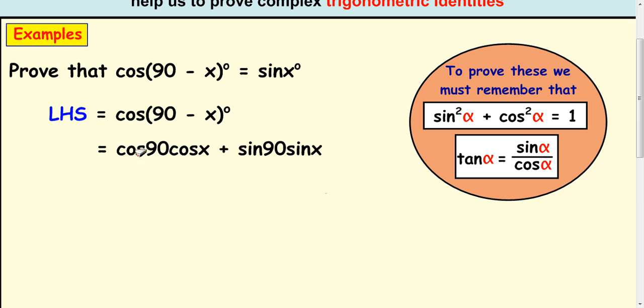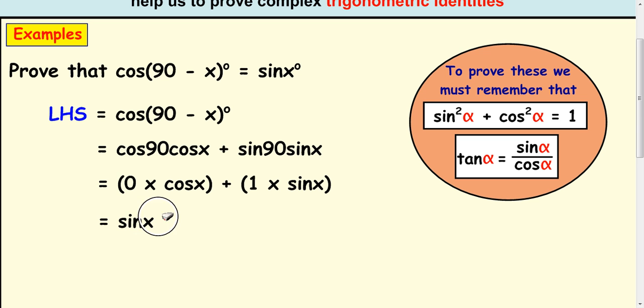Then we look to see if we can do anything else to it, and we can see that the cos of 90, we should be able to know what that is. Now that's 0 from the graph, so we've got 0 times cos x plus, and also sine of 90 we should know is 1 from the graph. So this goes to 0 and this goes to sine x, so we have sine x here, and that equals the right hand side, and that's us proving what we set out to do.